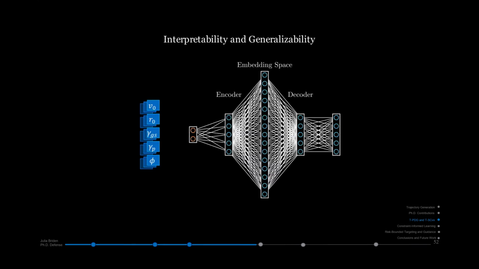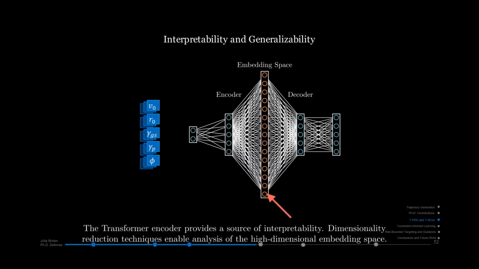Since this is a learning-based method, something of interest is looking into interpretability and generalizability. Specifically with the transformer encoder, we can provide a sense of interpretability and explainability by looking at dimensionality reduction techniques for that high dimensional embedding space.